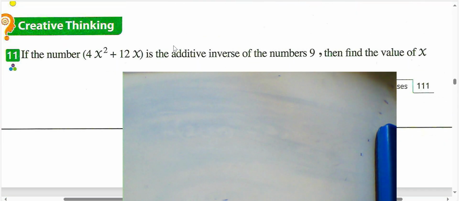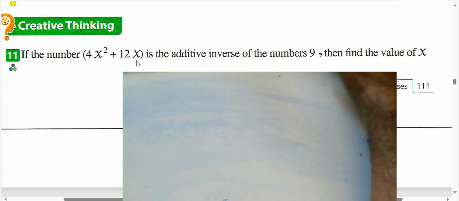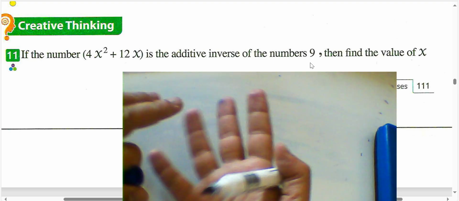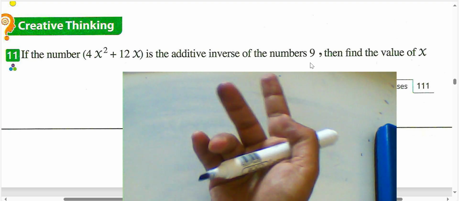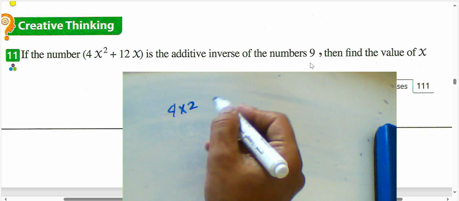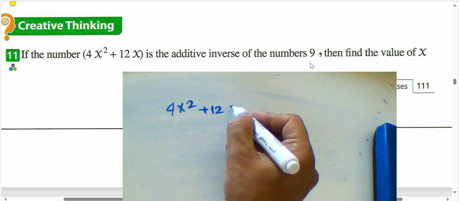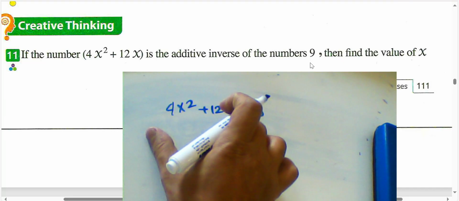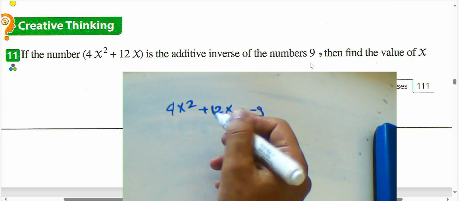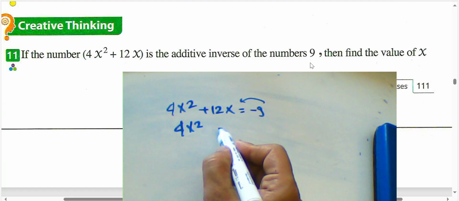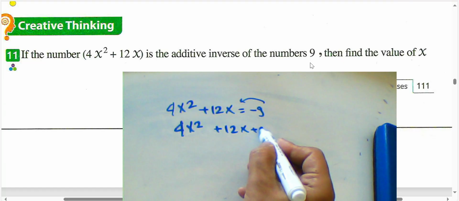Next question, creative thinking. If the number 4x power 2 plus 12x is the additive inverse of the number 9, find the value of x. Additive inverse of 9 means this expression equals negative 9. Then 4x power 2 plus 12x equals negative 9, because it tells us in the question this expression is the additive inverse of 9. We can move negative 9 here. Then we have 4x power 2 plus 12x plus 9 equals 0.